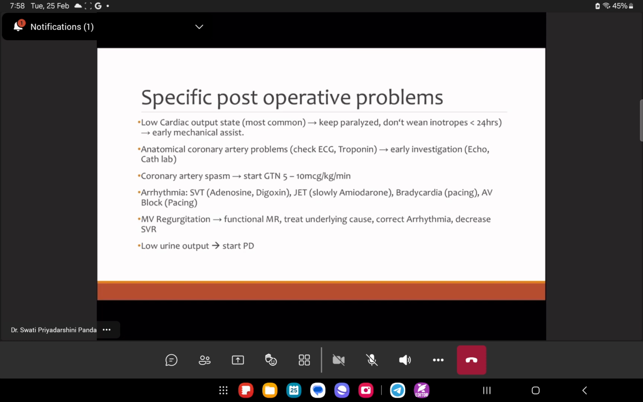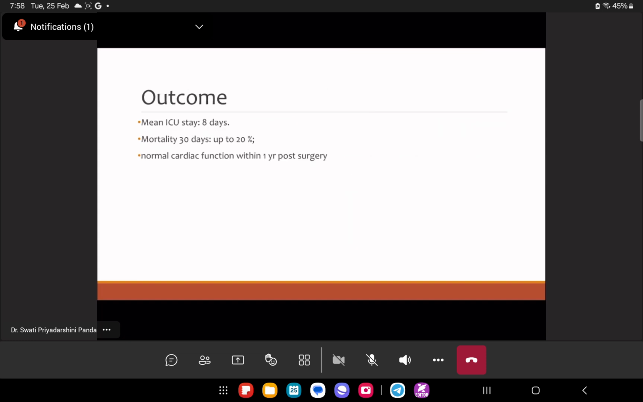Anatomical coronary artery problems. If that happens, then check ECG and check a troponin level also, and echo and cath lab also; cath can tell us if any anatomical artery issue is there. And coronary artery spasm, if suspected, then GTN is started with a dose of 5 to 10 mics per kg per minute. And arrhythmias can happen. If functional mitral valve regurgitation is there, then we have to treat that, correct the arrhythmia and decrease the SVR. If low urine output, start peritoneal dialysis.